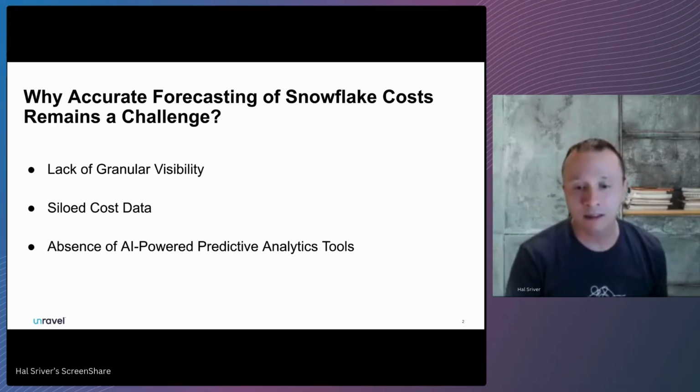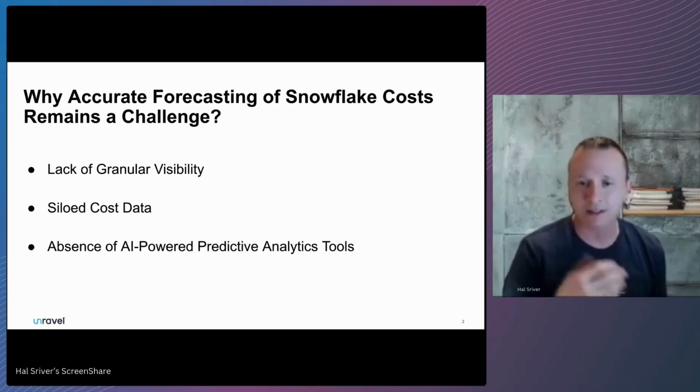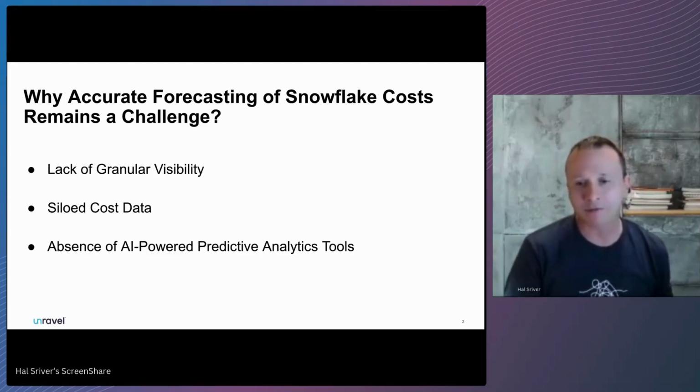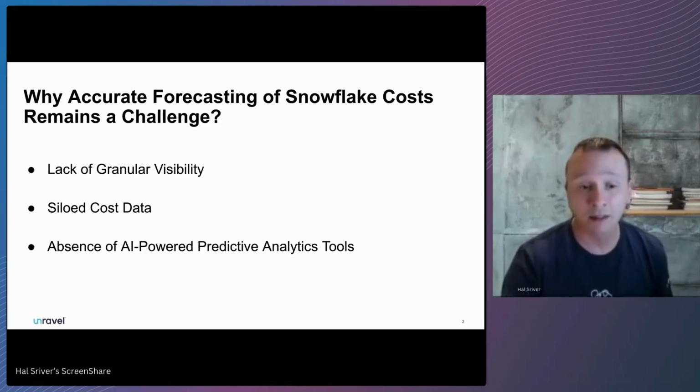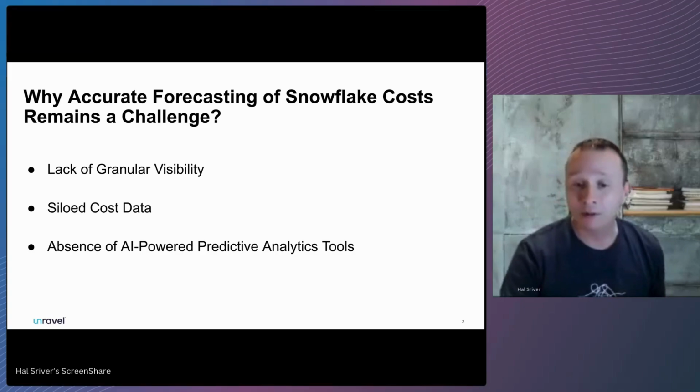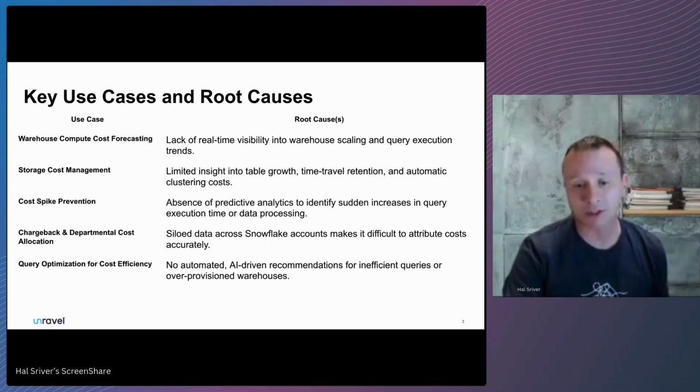So what's meant by that? Snowflake usage data is often scattered across things like system tables and usage views and external cost management tools. And the fragmentation really prevents a holistic view of spend trends. And lastly, the absence of an AI-powered predictive tool. Traditional monitoring tools focus on historical spend analysis rather than proactive forecasting. So without an AI-driven type of insight, organizations can't really anticipate cost spikes or optimize budgets dynamically.